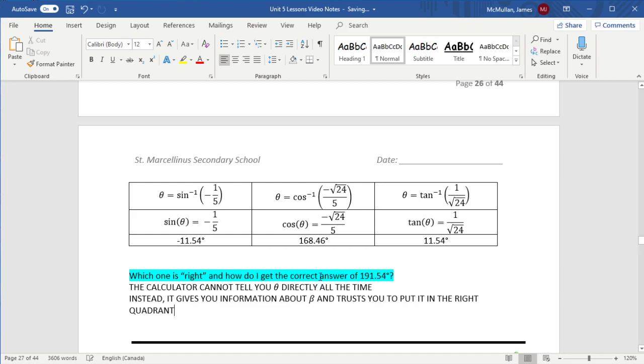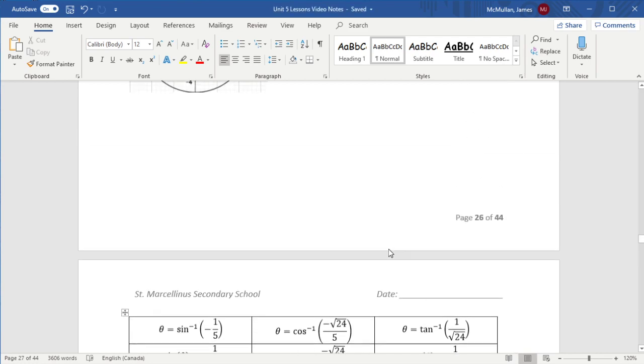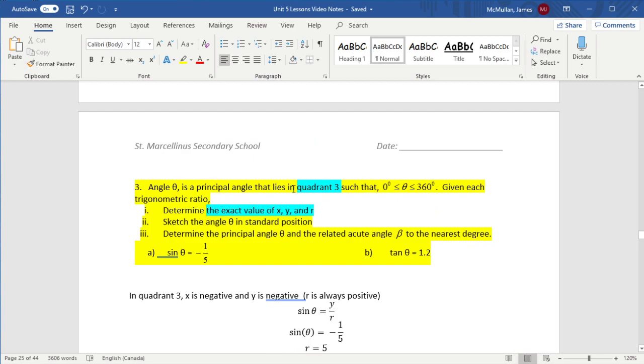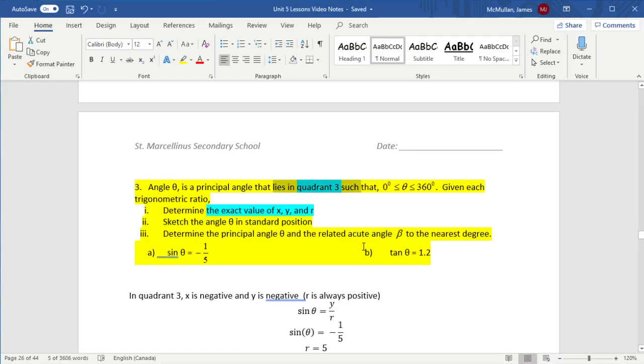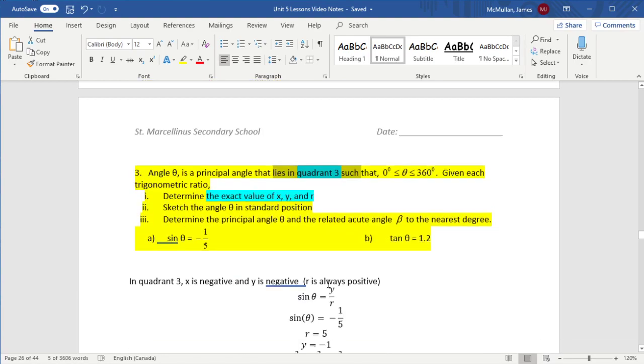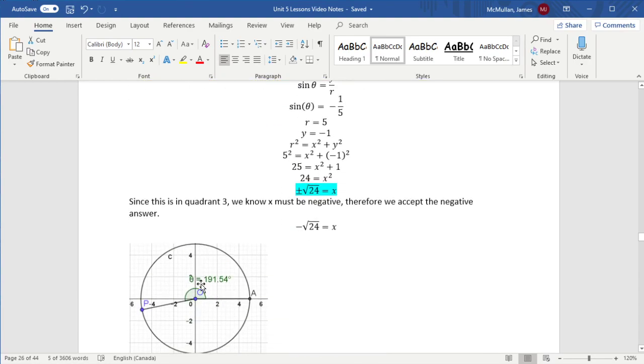Now, how do you know how to put it in the right quadrant? This question, if you recall, said that the angle has to be in quadrant 3, which means what I need to do is take my answer, 11.54 degrees, and simply move it into quadrant 3. How do you move something into quadrant 3? You do 180 to get you over to here, and then you add beta. And that's what I did, and I get 191.54, which you notice is the exact answer that I was looking for.